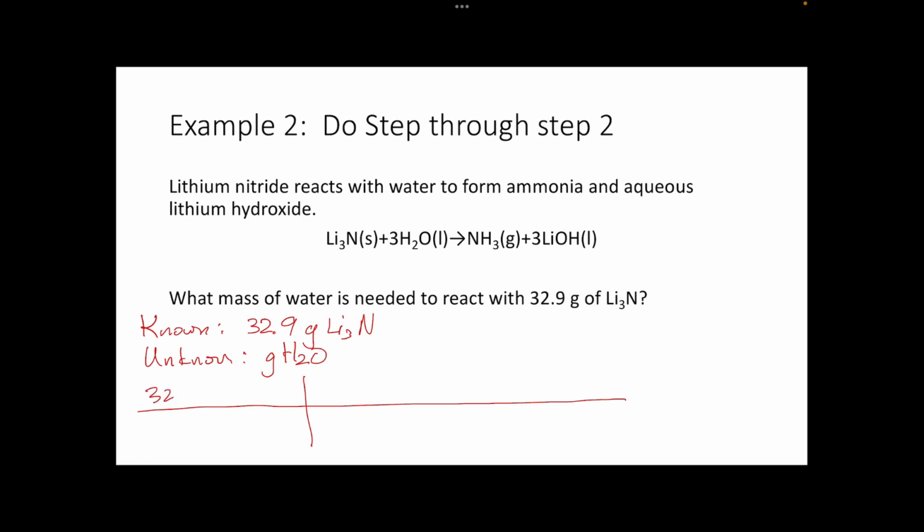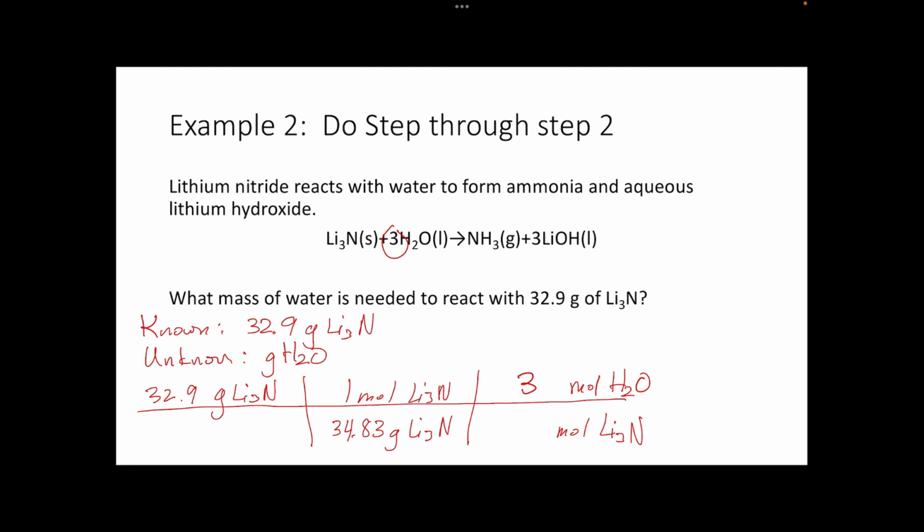Okay, so putting the known up here, 32.9 grams of lithium nitride. And finding, I should have 6.94 times 3 plus, right, remember that's 34.83 grams from the periodic table per 1 mole. All right, now we're converting from moles of lithium nitride to moles of water. Now from our equation, we can see that we need 3 moles of water for 1 mole of lithium nitride.